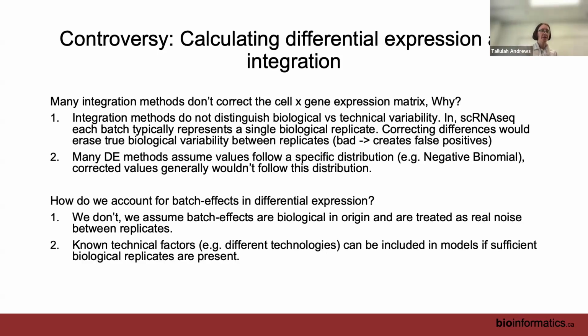If there are known technical factors, such as different technologies, those can be included in models if you have sufficient replicates with each of those technical factors. So if you did half of your data set with 3' single-cell RNA-seq, half of it with 5' single-cell RNA-seq, and you have replicates of each of your biological conditions with both techniques, you can add that technical effect into the model for your differential expression test, and that will correct for it. In theory, as far as I know, no one has actually tested whether that works or not, but it should do.